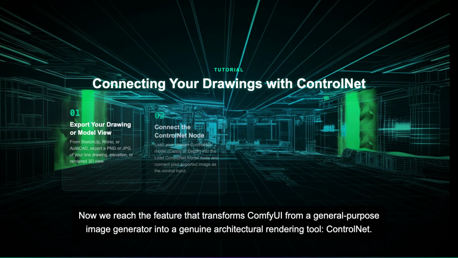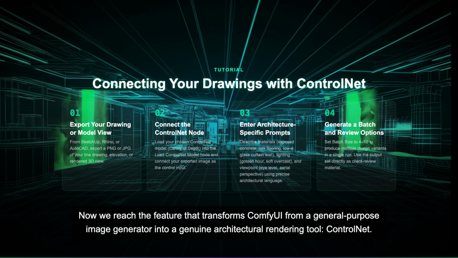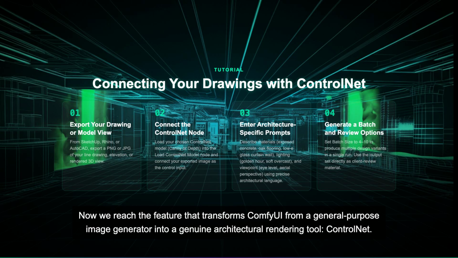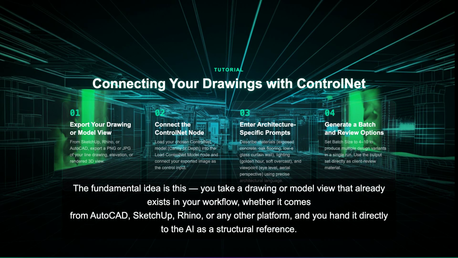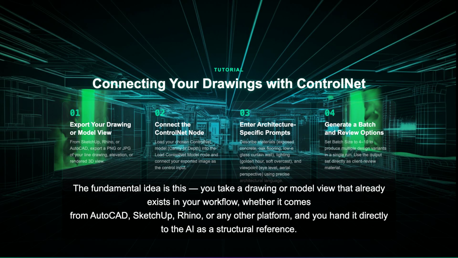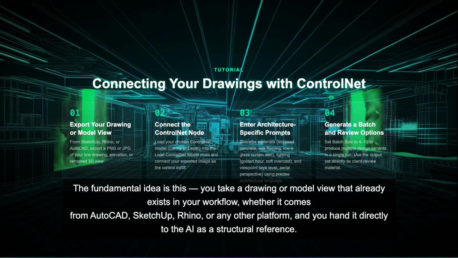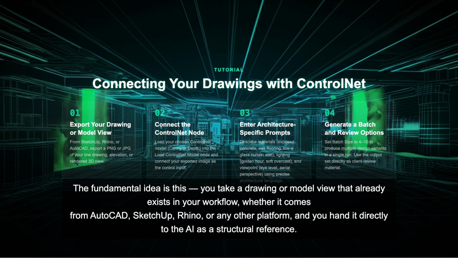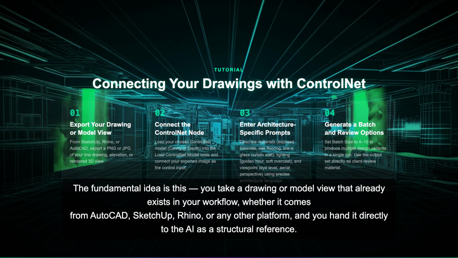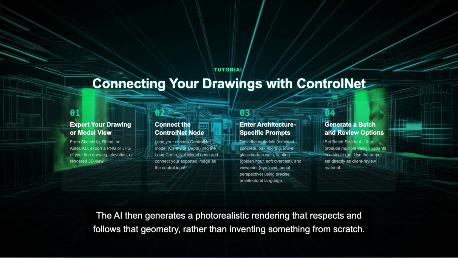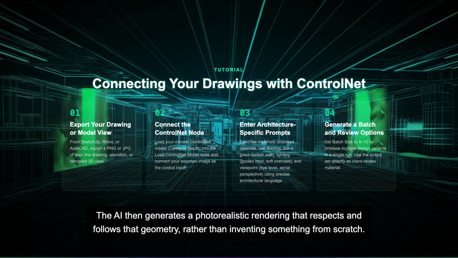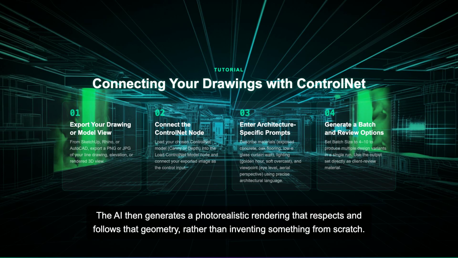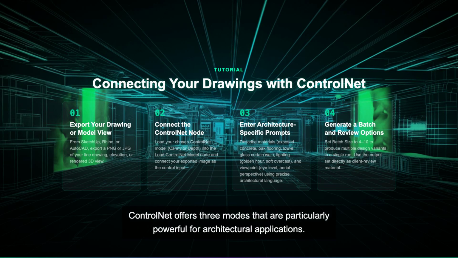Now we reach the feature that transforms ComfyUI from a general-purpose image generator into a genuine architectural rendering tool: ControlNet. The fundamental idea is this: you take a drawing or model view that already exists in your workflow, whether it comes from AutoCAD, SketchUp, Rhino, or any other platform, and you hand it directly to the AI as a structural reference. The AI then generates a photorealistic rendering that respects and follows that geometry, rather than inventing something from scratch.